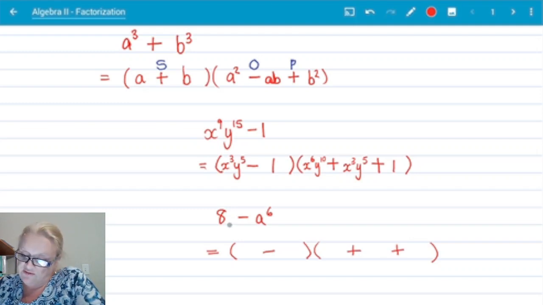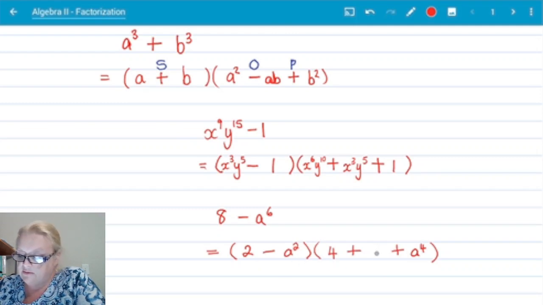The cube root of the 8 is 2, and immediately square it in the first position. The cube root of the last guy is a squared, and immediately square it in the last position, a to the power of 4. Now we write down the product in the middle. So 2 times a squared is 2a squared. Got it?